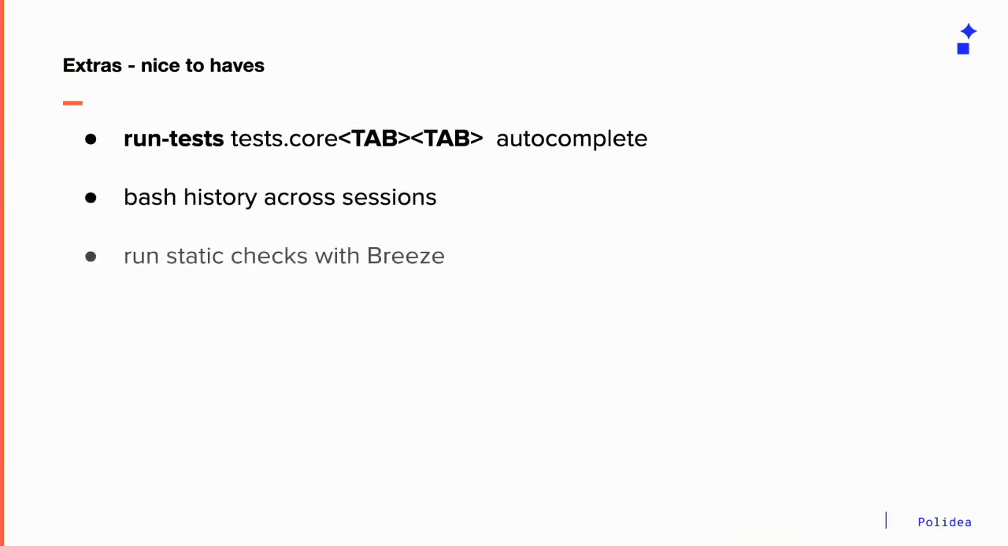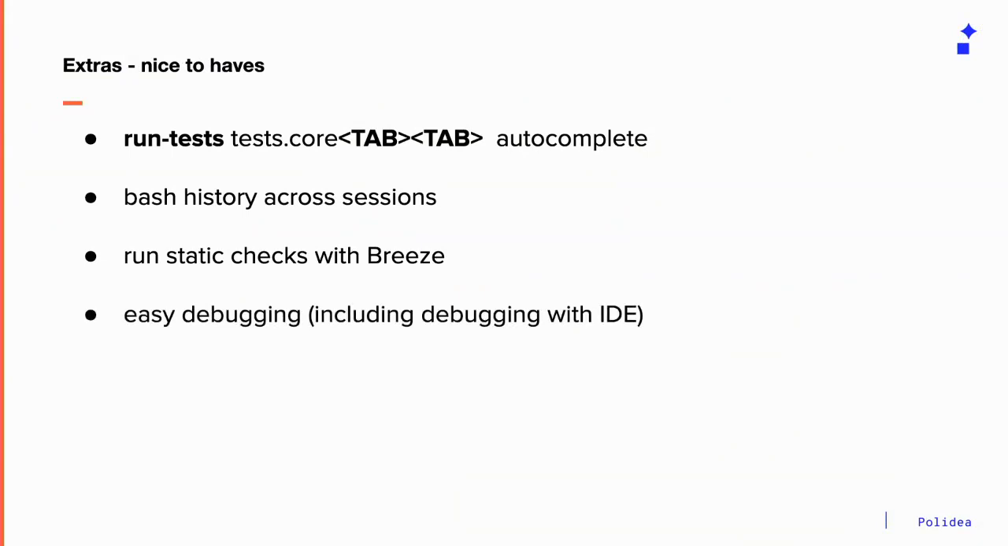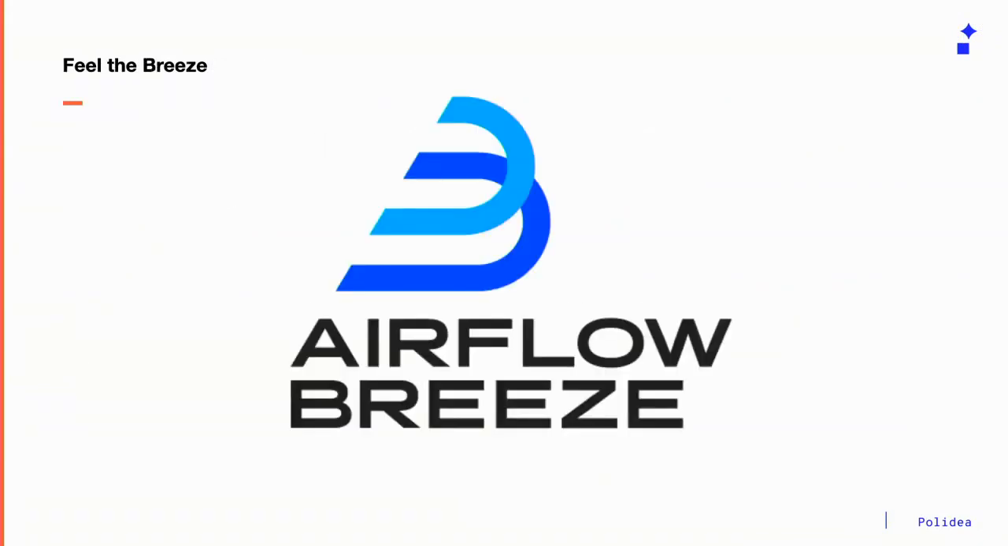You can keep history across sessions. You can run static code checks within Breeze. So you can just run Breeze, specify the static code checks, and they will run automatically. There is easy debugging. There is a latest cool feature, which is pre-commit checks. I will tell a little bit about that later.